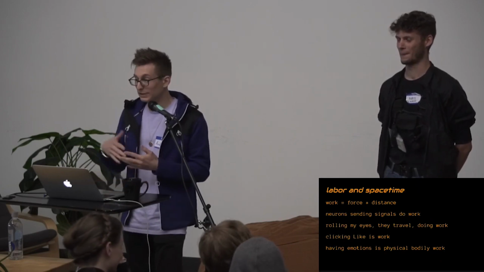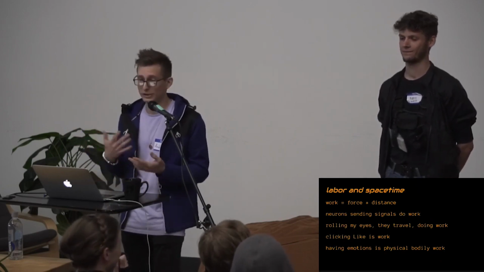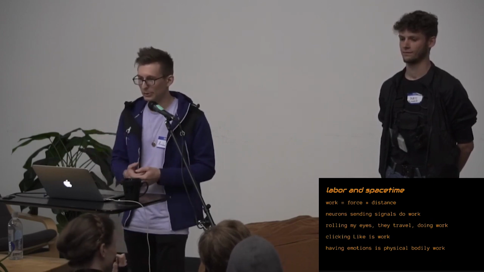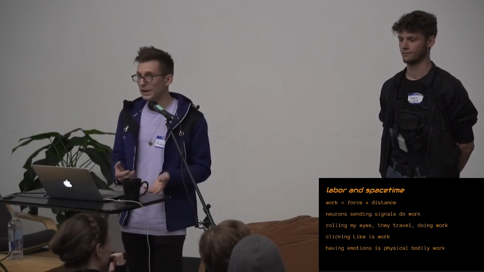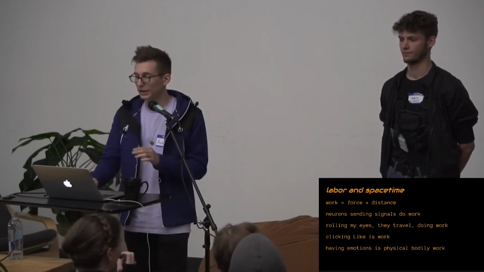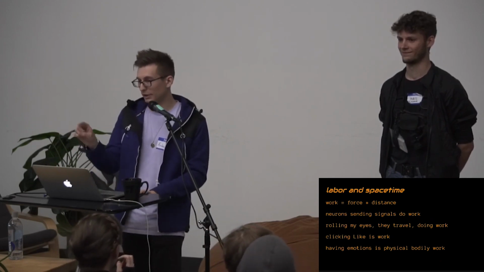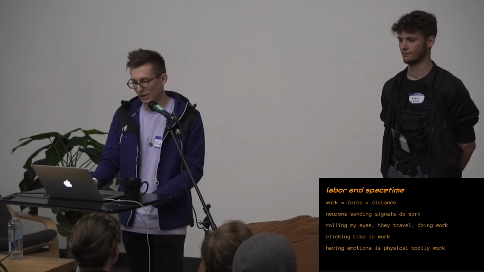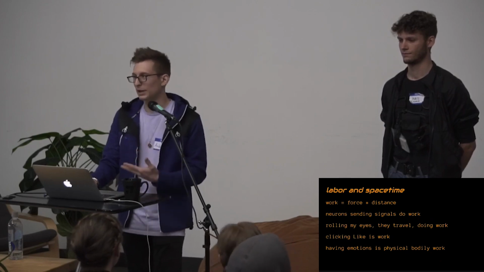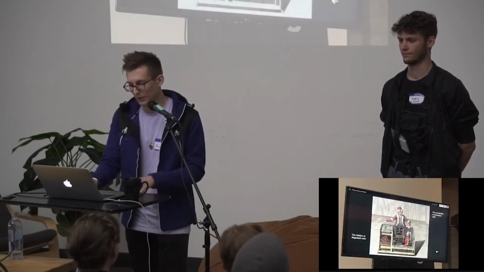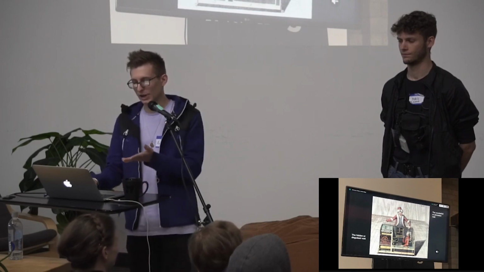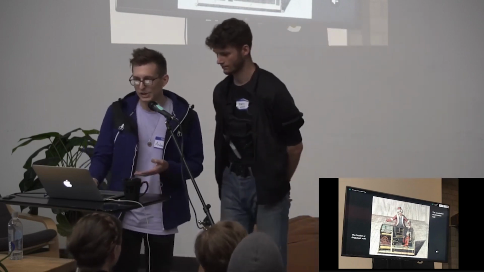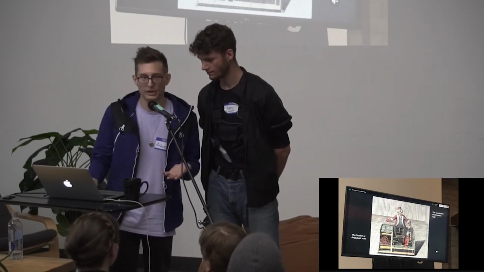And so neurons sending signals are doing work. The electricity moving through the pathways, the chemicals are doing work. Rolling my eyes, they travel doing work. Clicking like is work. The labor of a click is like the minimal threshold of effort that someone will put out. And then having emotions is physical bodily work. And so this is the threshold at which we can see whether there's another person there or not. Is that what you're getting at?